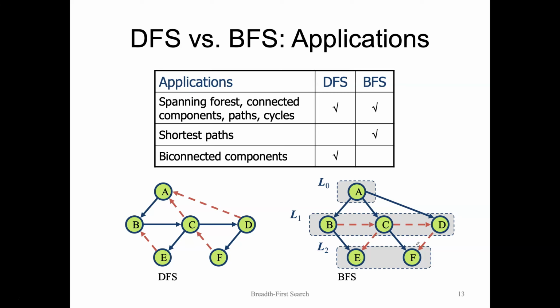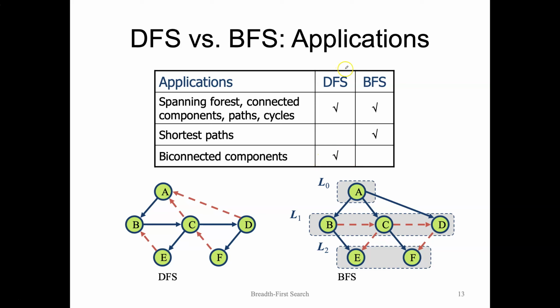But there are some problems where either depth first search or breadth first search is uniquely suitable. So for example, finding a shortest path between vertices. If we want to find a path that uses the least number of edges, then we would have to use breadth first search. And there are other problems, and you'll see in the next video, which are uniquely suitable for depth first search to be used, and this is if we want to find a biconnected component.